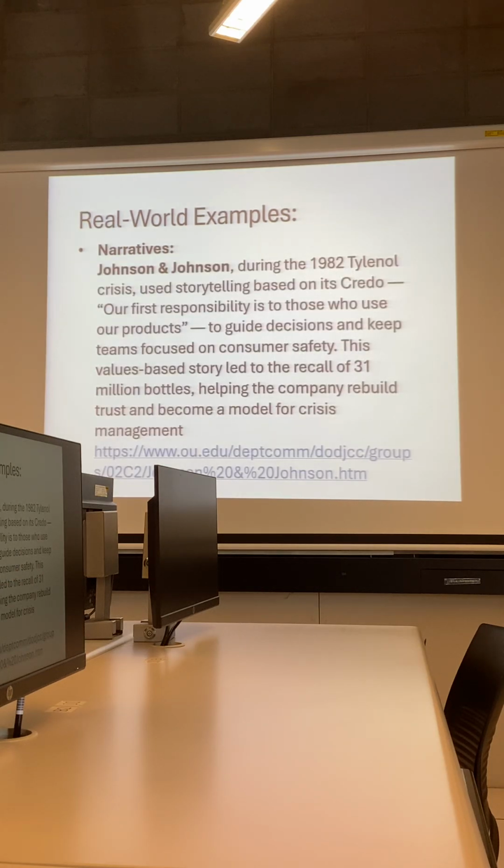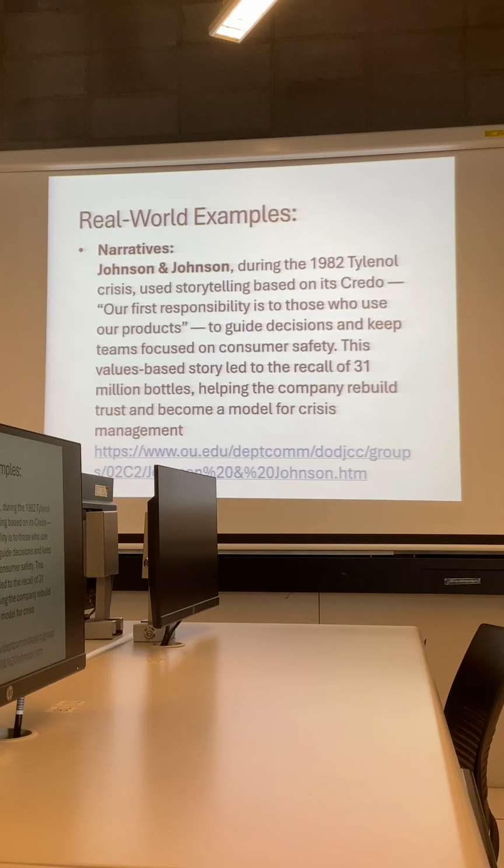Next one, narrative. Johnson and Johnson is, I think, for shampoo or, how do you say, soap. Johnson and Johnson during 1982 had an issue we call the Tylenol crisis. They used storytelling based on their credo: our first responsibility is to those who use our product. This is to guide decisions and keep teams focused on consumer safety.